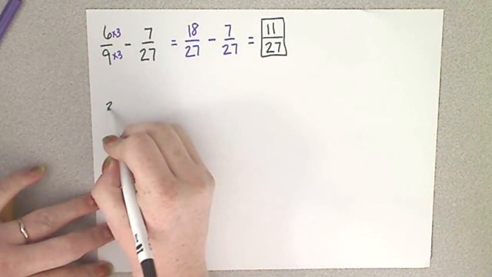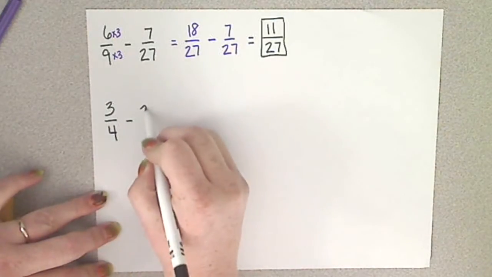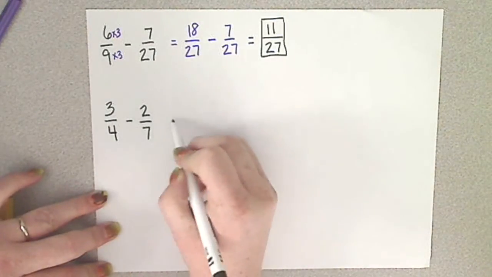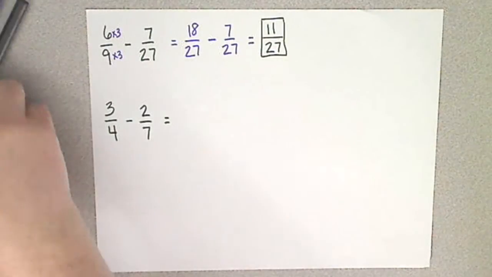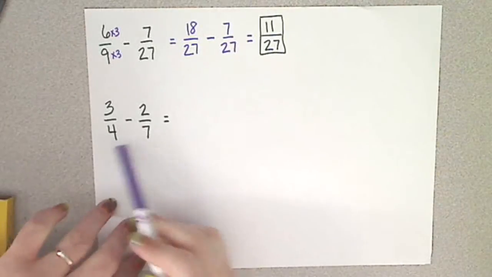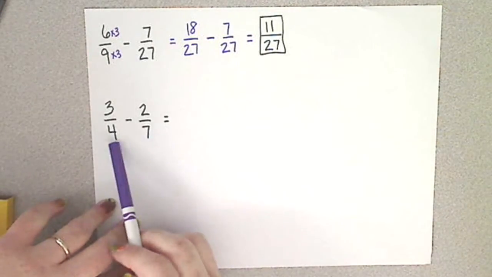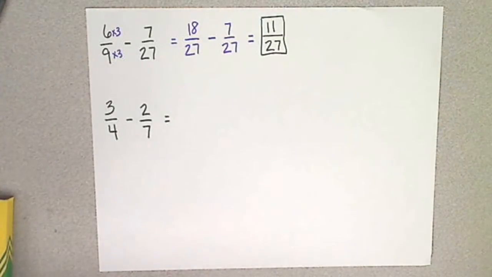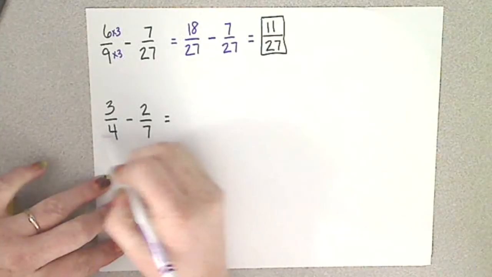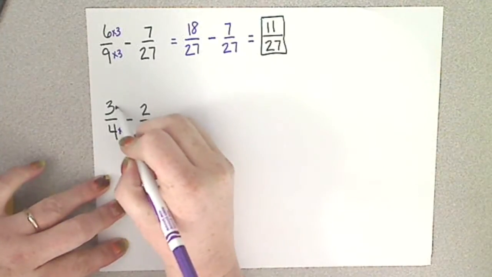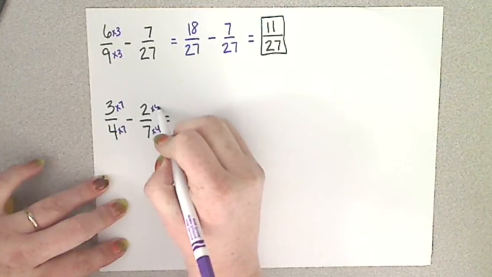So let's take a look at our last example. I have 3/4 taking away 2/7. Now this one's a little more complicated because I can't multiply 4 times anything to get to 7, and I can't multiply 7 times anything to get to 4. So I'm going to have to multiply them by each other. So I'm going to multiply 4 times 7 and 3 times 7 and 7 times 4 and 2 times 4.